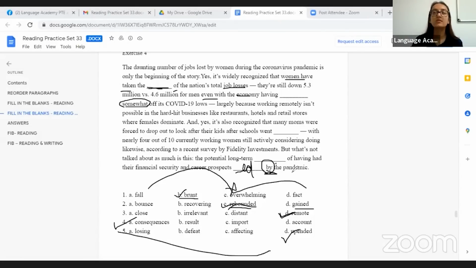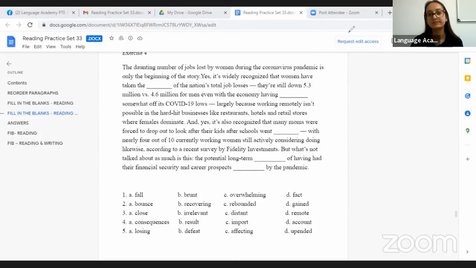No, economies don't gain anything. We are talking about the economy having done something. So the economy has bounced back. We cannot say the economy of Australia has gained. The economy has improved. Economies don't gain. Gain is used in the sense of profit.